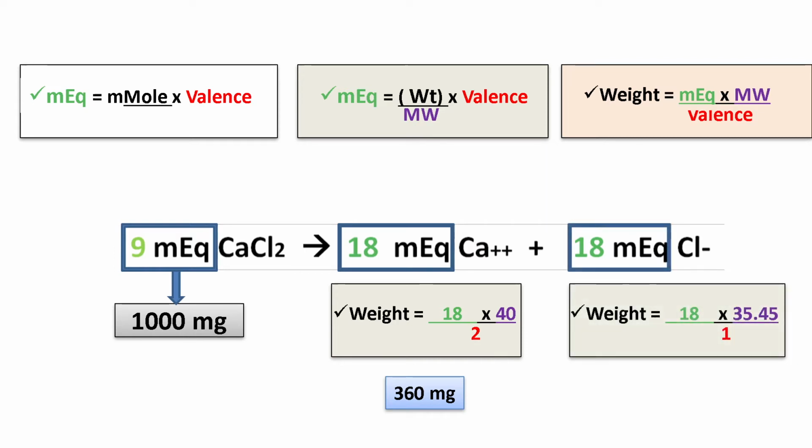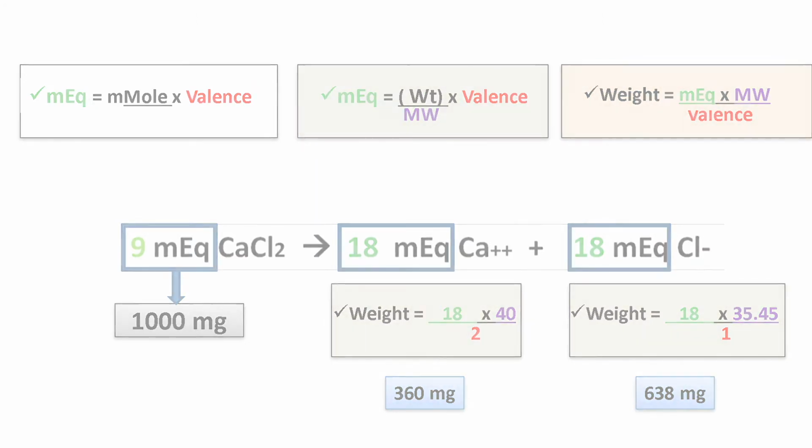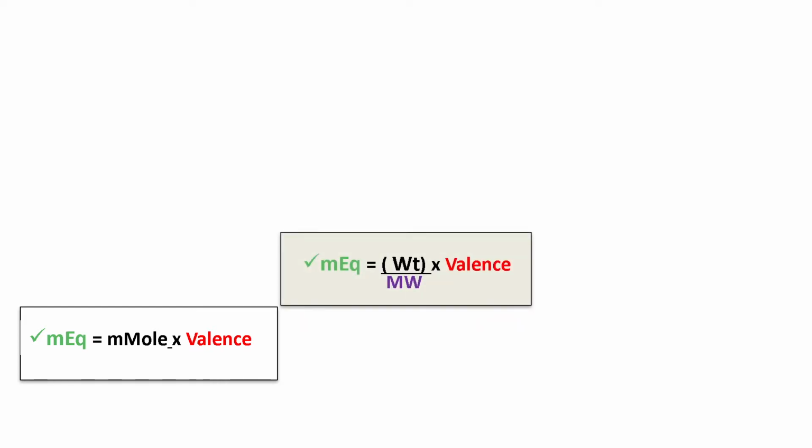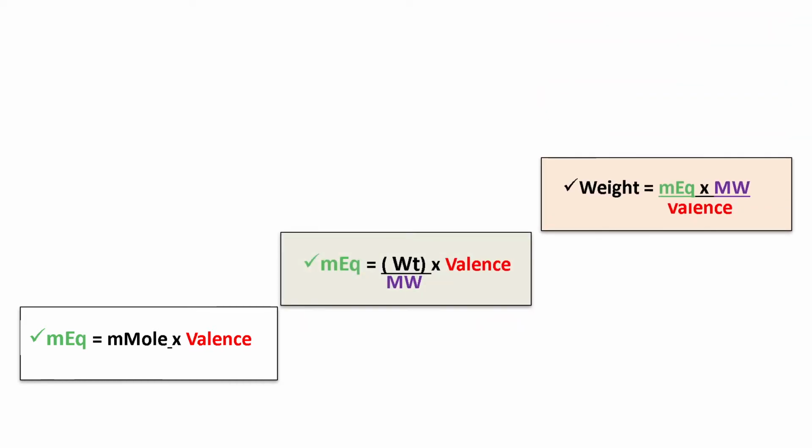Place the formula of weight. We place the milli-equivalent value of chloride ion multiplied by the atomic weight, which is 35.45. Since the valency is 1, we write valency 1 in the denominator. Hence, we get a value of around 638 milligrams. So you can see from the equation of milli-equivalent, we can get the weight of an element or an ion. Easy, isn't it?